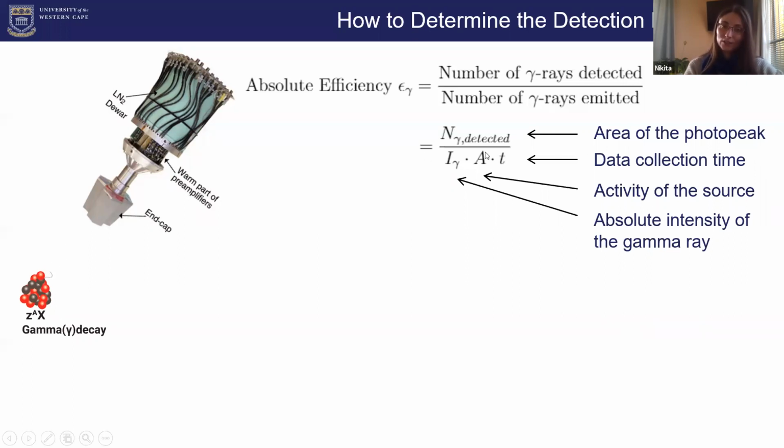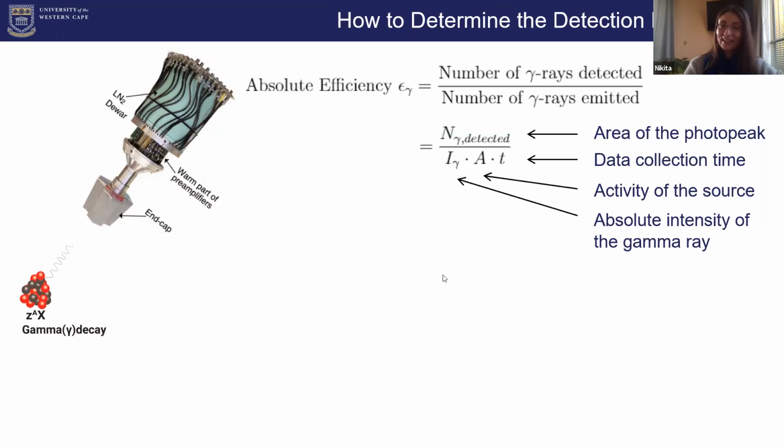Then in the denominator at the bottom, we have the product of three quantities. So first, we want to know how many gamma rays were emitted. So we need to know the activity of the source times the collection time. So the activity of the source will be something in becquerel, which is the number of decays per second. If we multiply that by time in seconds that we were actually measuring, that gives us the number of decays.